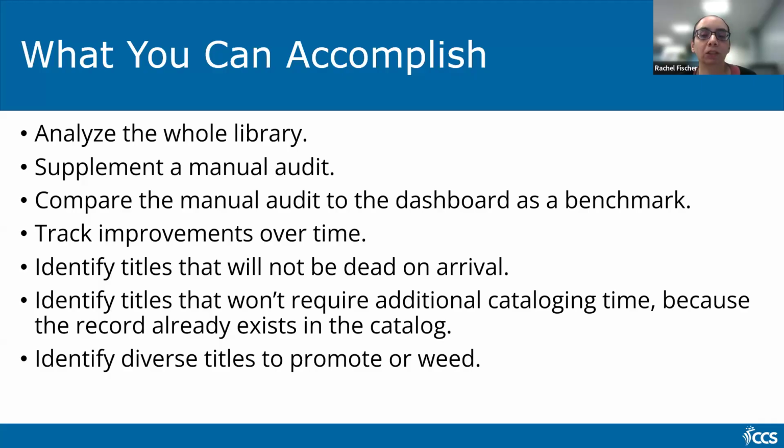When using the tables for selecting new diverse titles, it will help you to identify titles that are already popular at other libraries so that you know it won't be dead on arrival. By using the list of titles not owned by your library, you'll be helping the cataloging department too. If you purchase items owned by other libraries, the records already exist in the catalog and won't require additional cataloging time. You can also use the tool to identify specific titles to promote or read.